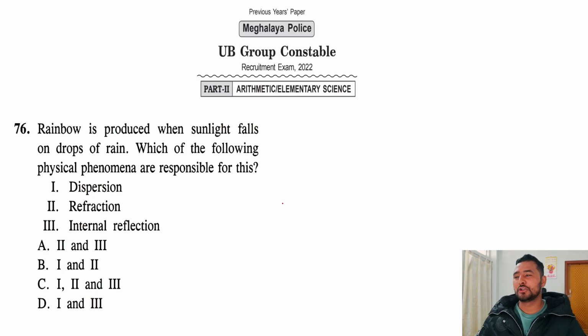already completed the math section of UB Group 2022, and there are a few questions left from elementary science. That's what we'll be doing in this video today. So let's begin with the first question. That is question number 76.